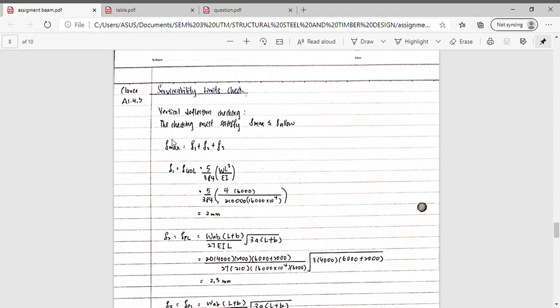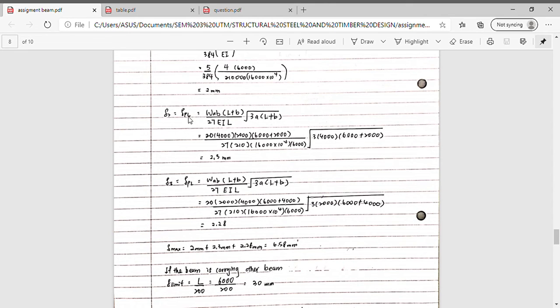Then I separate it into three. The first deflection is from the uniform distributed load, this one is the point load for the secondary beam, and this one is the point load for the secondary beam too. Then I total up the maximum deflection and get the answer 6.58 millimeters.